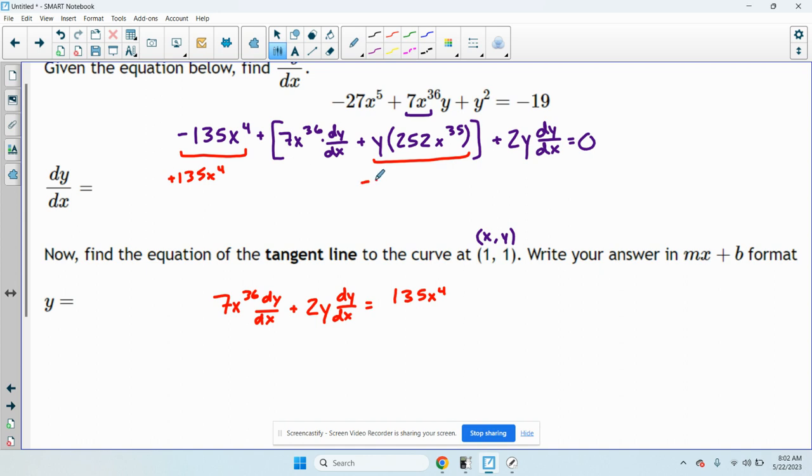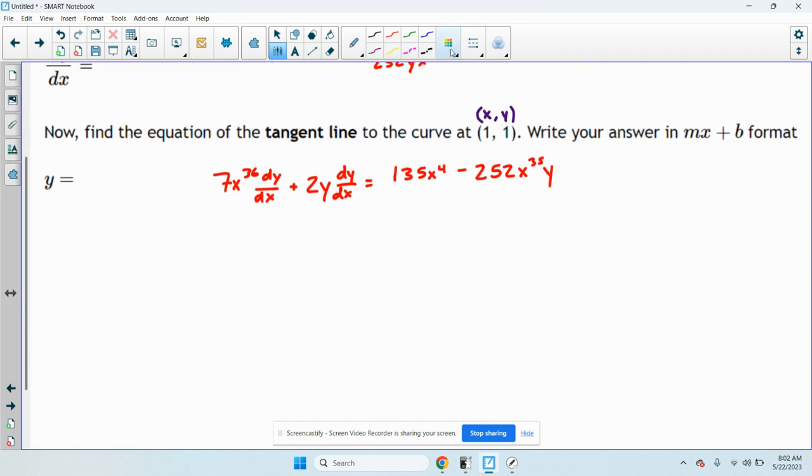And I'm going to subtract 252y x to the 35th. So I have minus 252 x to the 35th y. Okay, now since both terms on the left have a dy/dx, I can factor out the dy/dx. I'm left with 7x to the 36 plus 2y equals this thing.